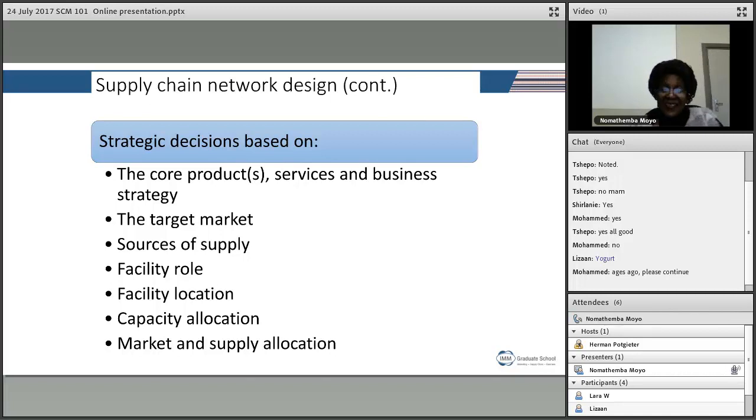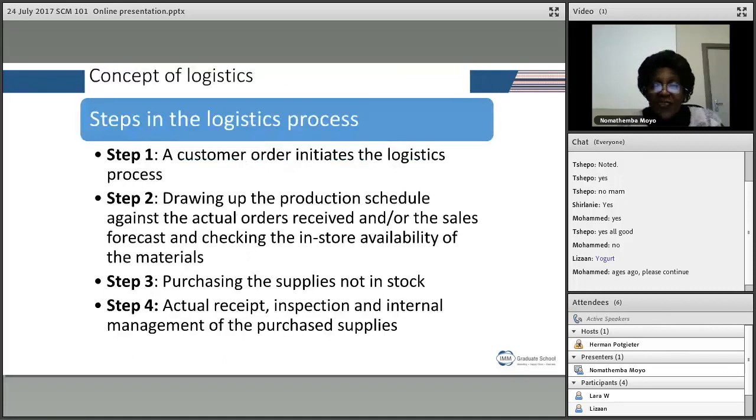So the strategic decisions will be based on the core products, because you have to look at the type of product, kind of service, and what is the business strategy. Remember, in doing everything in our supply chain, we have to make sure that we are in line with the business strategy. Which is your target market? What are your sources of supply? What is the role of your facility? Where is the facility going to be located? What is the capacity allocation and market and supply allocation? Now, we look at the steps in the logistics process.